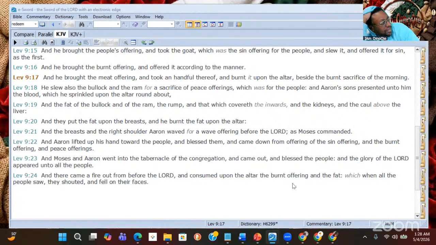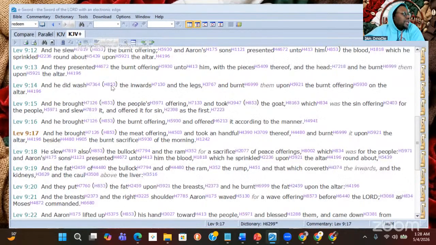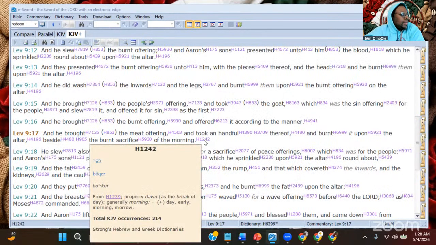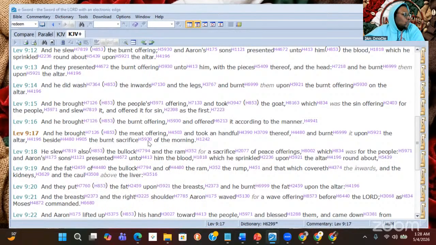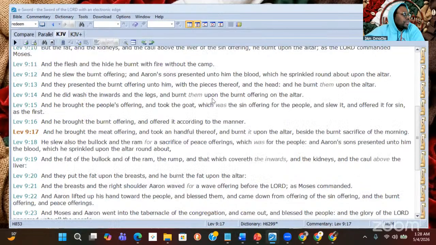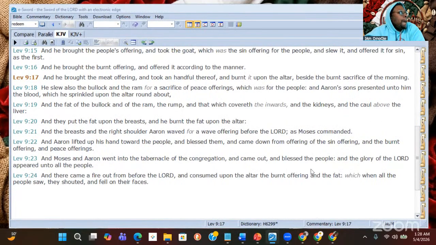And he brought the meat offering, and took a handful thereof, and burnt it upon the altar, beside the burnt sacrifice of the morning. Burnt sacrifice of the morning. Boker. Ola Boker. The sacrifice of the morning, or dawn. In the evening, in the morning of the first day. So the dusk and the dawn, basically.